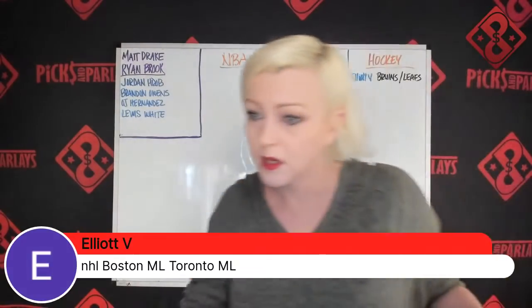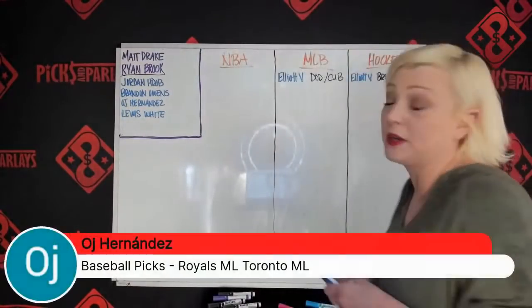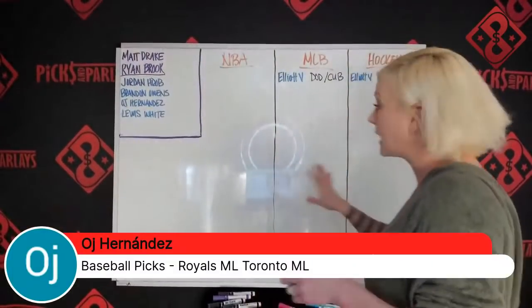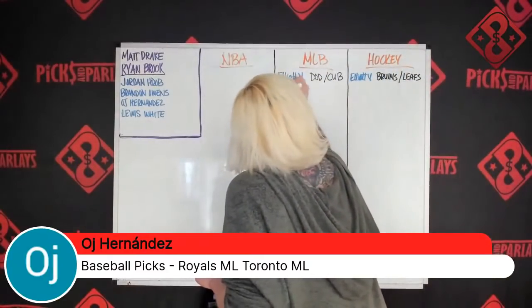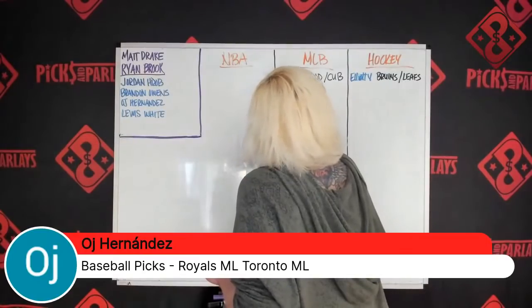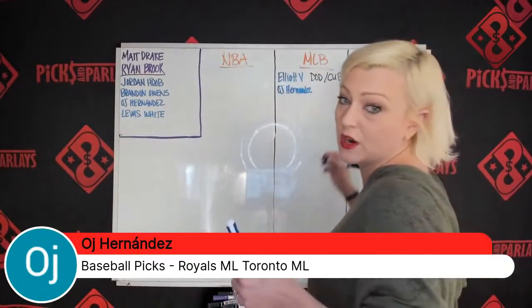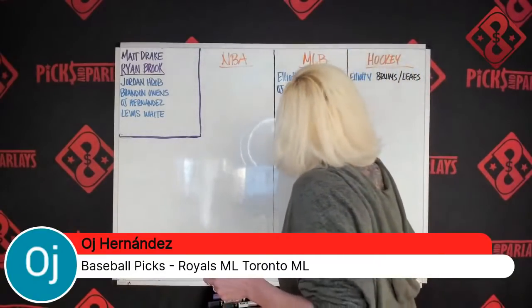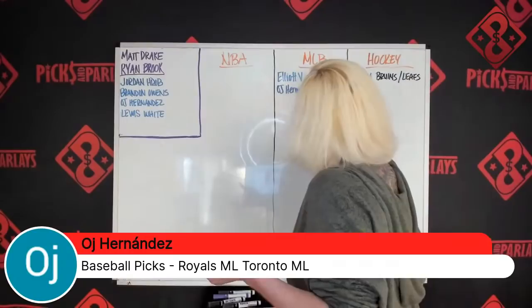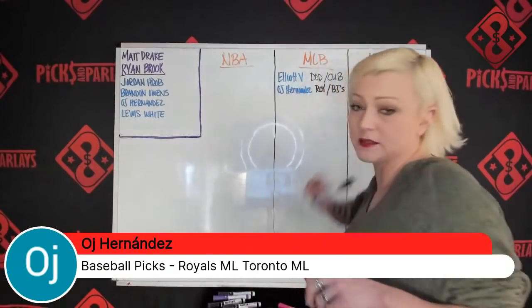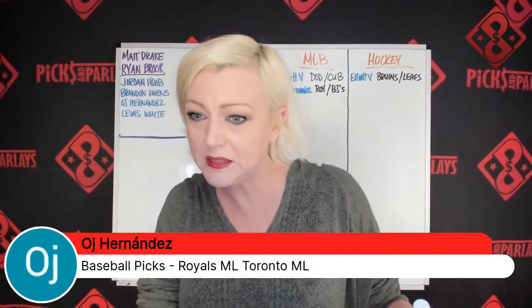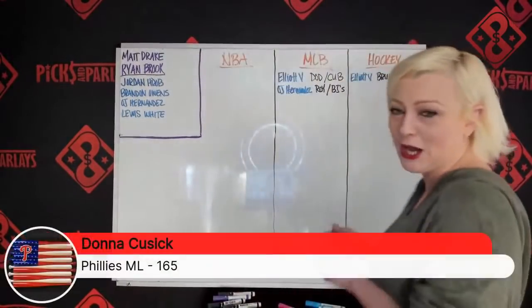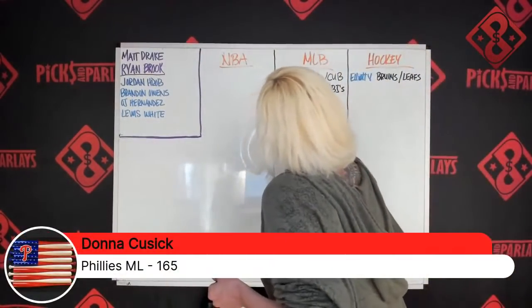Okay, gotcha, OJ Hernandez. We did great on baseball yesterday. That White Sox pick of mine was not my best work, but you guys did really well. Nick Earl crushed it. So good stuff happening out of baseball. OJ Hernandez, and OJ, I need your NBA. Royals and Blue Jays. I like the Blue Jays today also against the Rangers. Fielding independent pitching. Phillies money line. Oh, well, of course, Miss Donna Cusick.